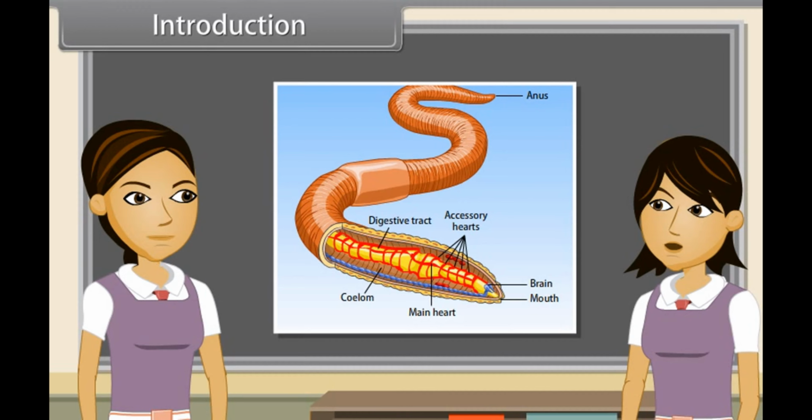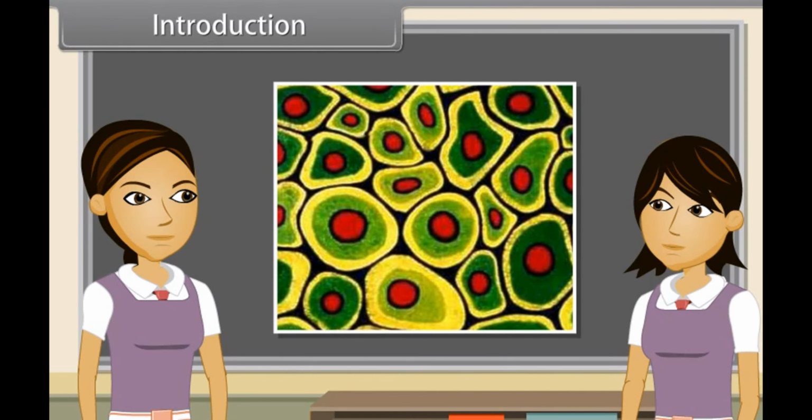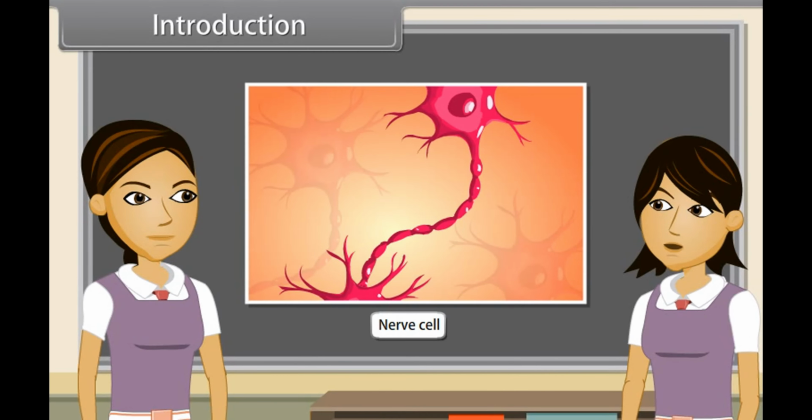But what happens when there are so many similar cells as in multicellular organisms? In multicellular organisms, these cells are specialized to carry out a few functions efficiently. Each specialized function is done by a group of cells. Yes, I remember that nerve cells carry messages from the brain to every part of the body.